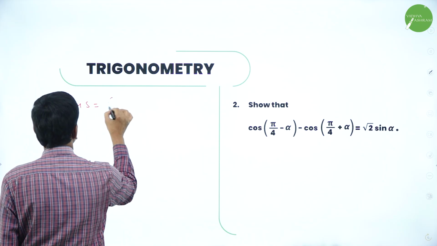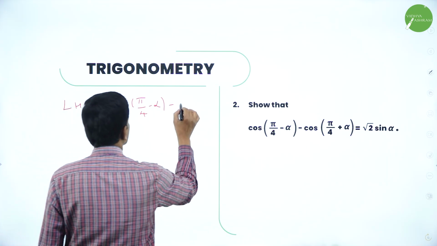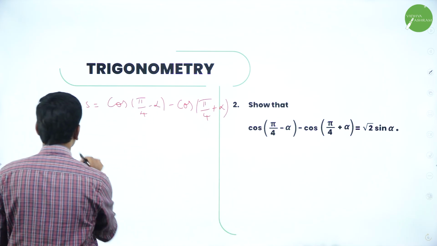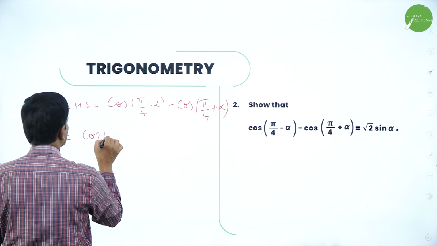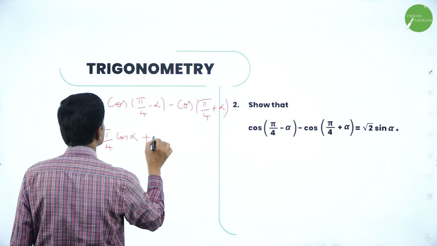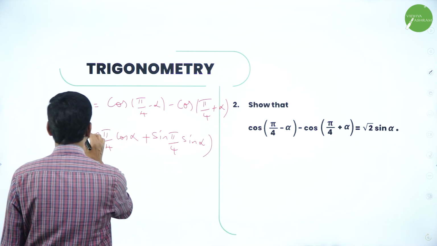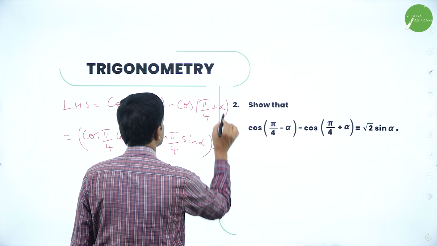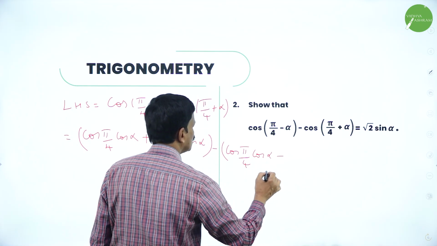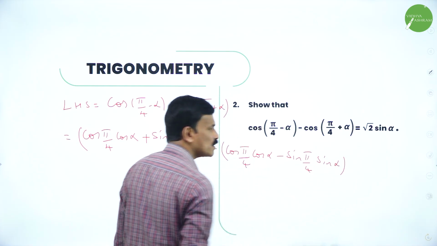Cos(A − B) is equal to cos A cos B plus sin A sin B, so cos(π/4 − α) is cos π/4 cos α plus sin π/4 sin α, minus cos(π/4 + α). Cos(A + B) is cos A cos B minus sin A sin B. Right. Now substitute the values.